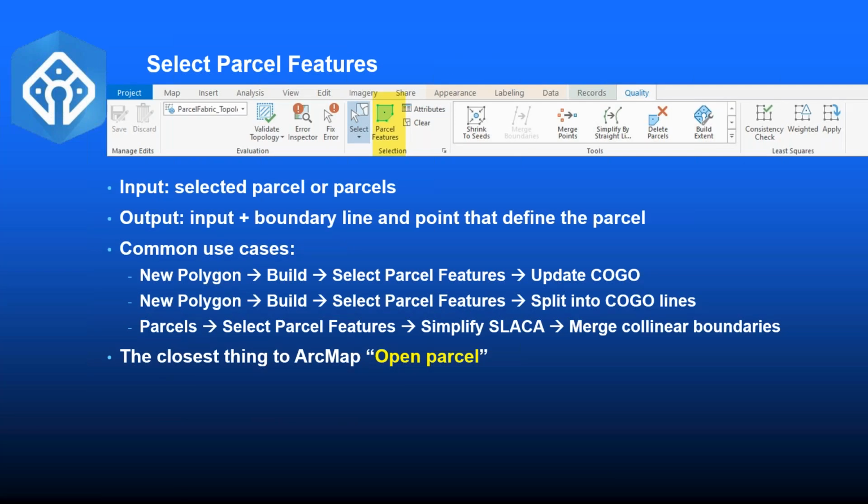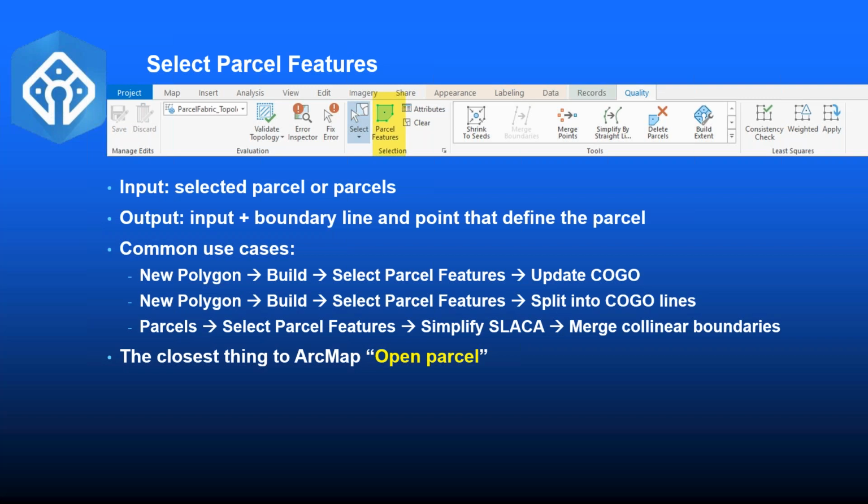Select Parcel Features lets you select a few polygons, parcels, and with one click of a button, get to the lines and the points that define those parcels. There are many use cases where this could come in handy. You select the parcel, or you want to update the COGO. Selecting lines is hard. That's going to give you easy access to the parcel lines, so you can apply other tools. And we don't really have the ArcMap notion of opening a parcel. The parcel is always there. There's no closed and open parcel. You can always view the attributes and update them of a line, or of a polygon, whenever you want.